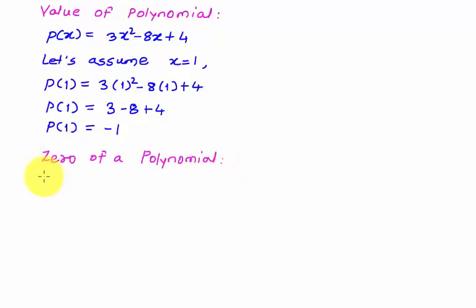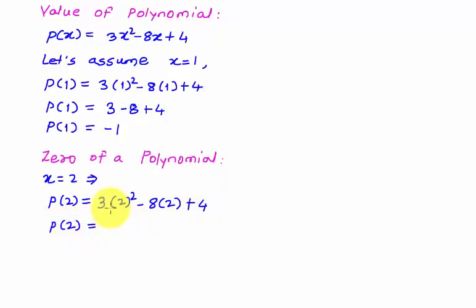Now let's calculate the value of the polynomial at x is equal to 2. So that means p(2) is equal to 3x square will become 3 into 2 raised to the power 2, minus 8x, so 8x will become 8 into 2, plus 4. Now simplifying, we get p(2) is equal to 3 into 2 square is 4. So 3 fours are 12, minus 8 into 2 is 16, plus 4. Now that means p(2) is equal to 0.